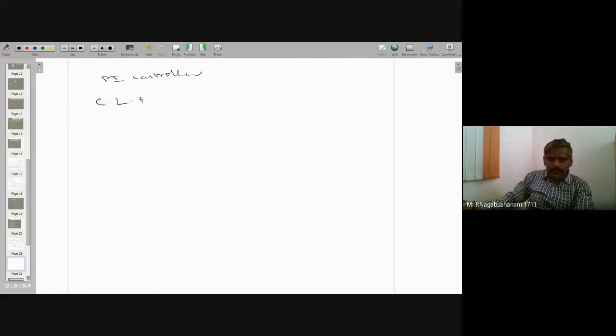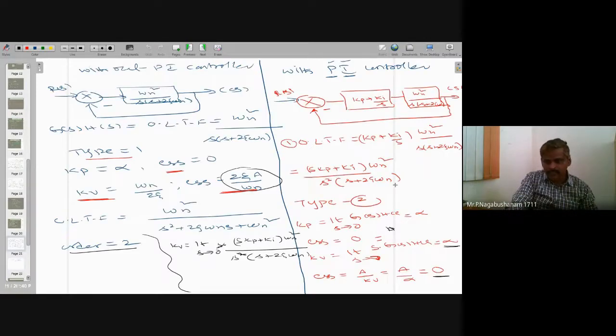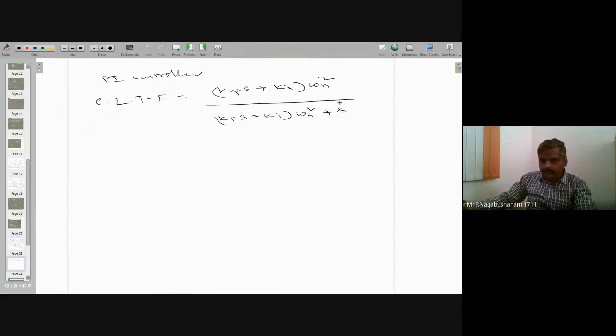So the closed loop transfer function equals Kp s plus Ki into omega n square, divided by Kp s plus Ki into omega n square plus the denominator s square. Send this s square inside. You will get s cube plus 2 zeta omega n s square. If you arrange, anyway, I'm not going to bother about the numerator.